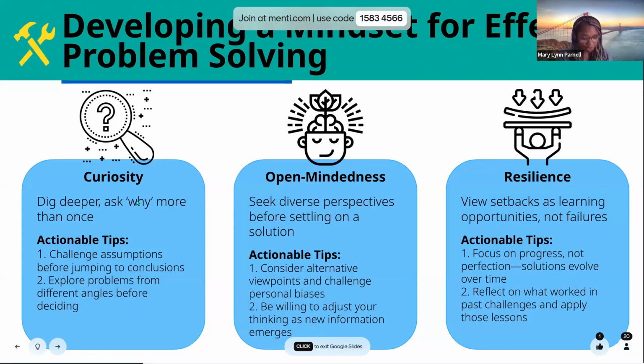So that's your gift from me to you on just using the structure. I'd be curious to know, which I really love. The second part is open-mindedness. So, seeking diverse perspectives before settling on a solution, considering alternative viewpoints. So, using the questions of curiosity to get the alternative viewpoints, but then also challenging our personal bias, being willing to adjust our thinking as new information emerges.